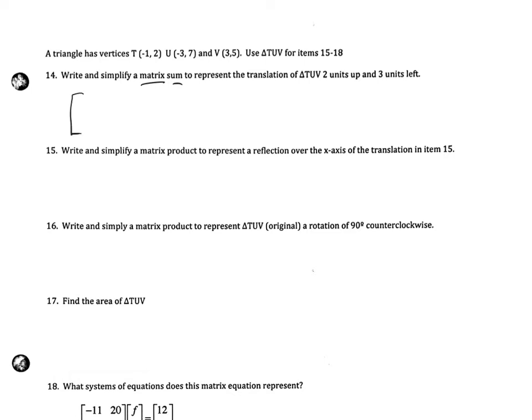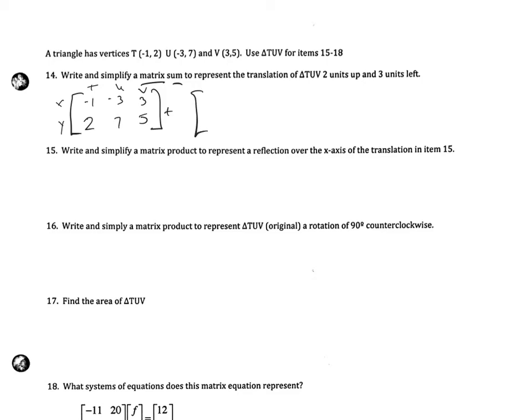So again, when you write a matrix for a shape, it goes x, y. Then each point will go down. The points do not have to be in any particular order. I'm just going in order from left to right. So this is T, this is U, this is V. Now you don't have to label them either, I'm just showing you.